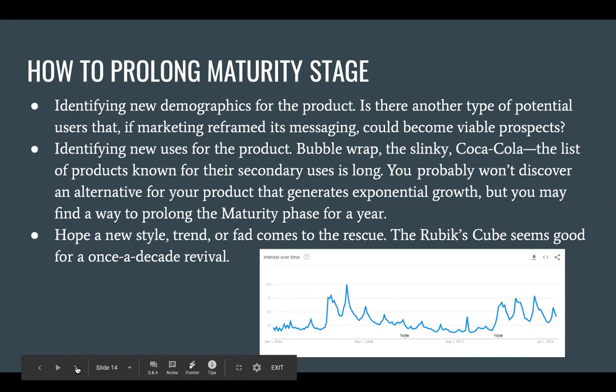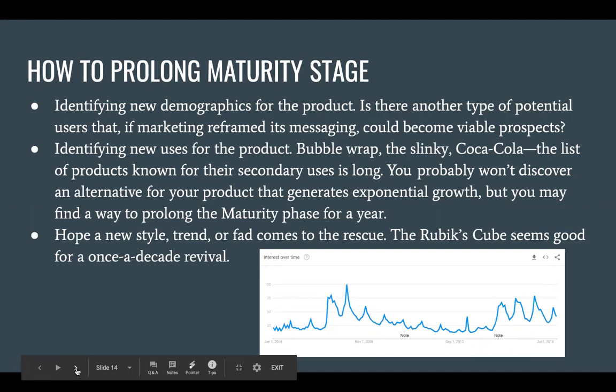So, for example, let's say Nike. So first they started off as just like a fitness brand. Well, I guess they still are, but then when they started making like sweatshirts and stuff, more people bought their products who like don't even work out or do any sports. So then they started making more money that way. And is there another type of potential users that if marketing reframed as messaging could become viable prospects?